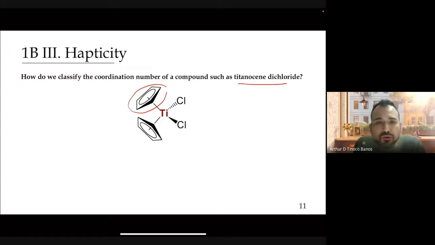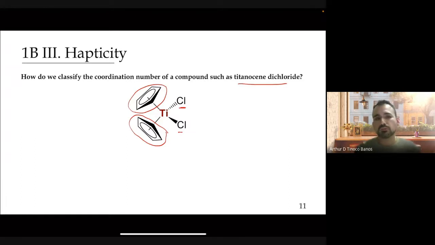You can get on your microphone, you can type 5 into the chat. So Claudia says 5, η5, right? And that's correct. Both of these have an η5 type of interaction with that titanium center. And so that would imply that you have the 5 carbon ring interacting, so those 3 pairs of electrons interacting with the titanium. And then you have the chlorides that are interacting with titanium, and that's more of the traditional thinking of the monodentate interaction of the chloro groups with the titanium.